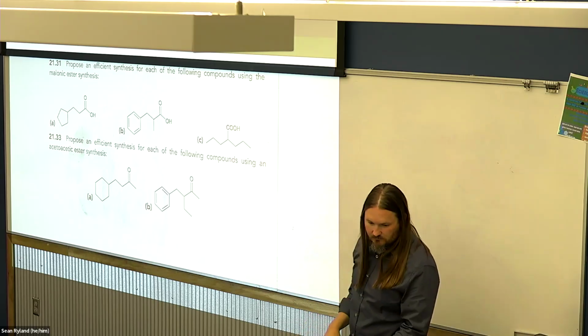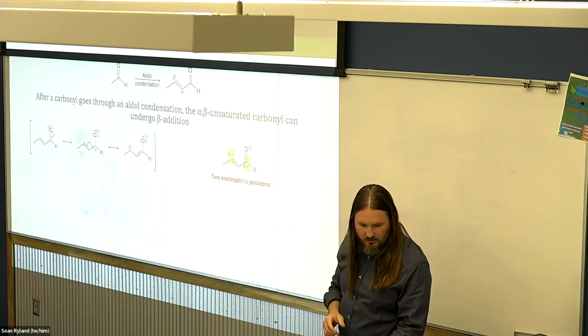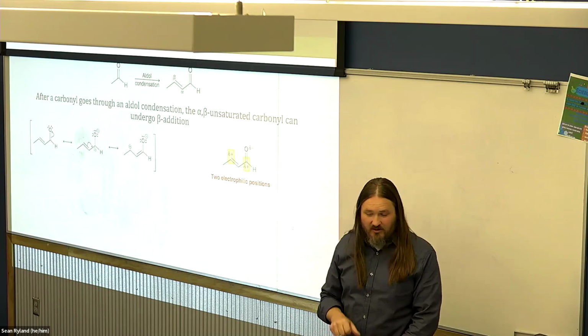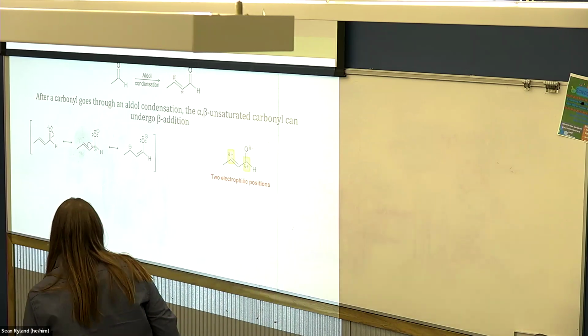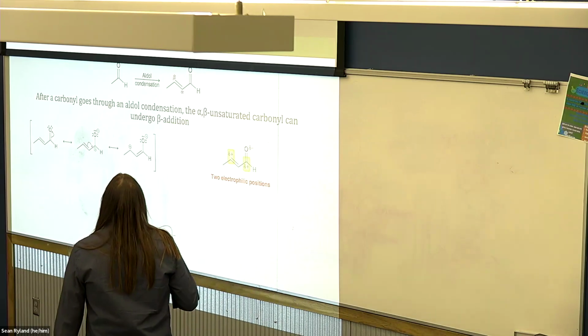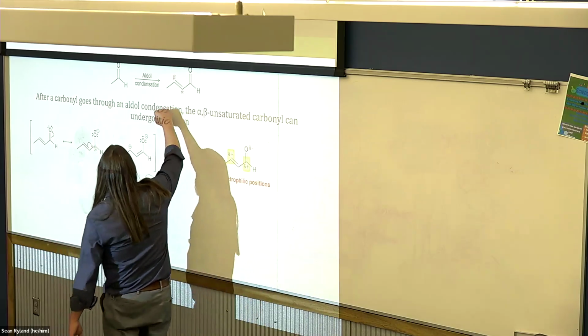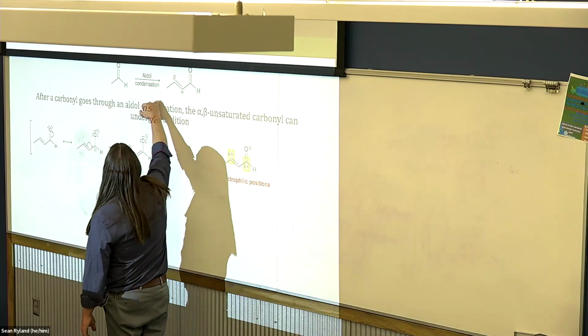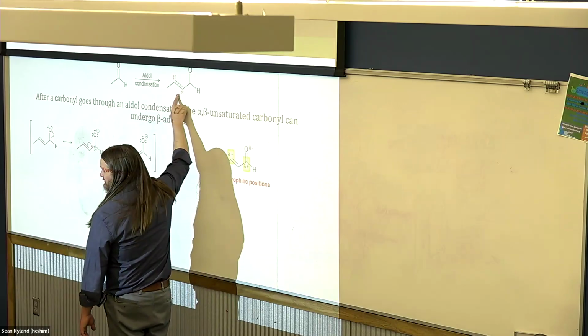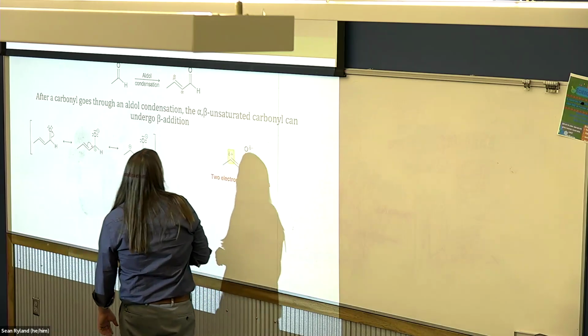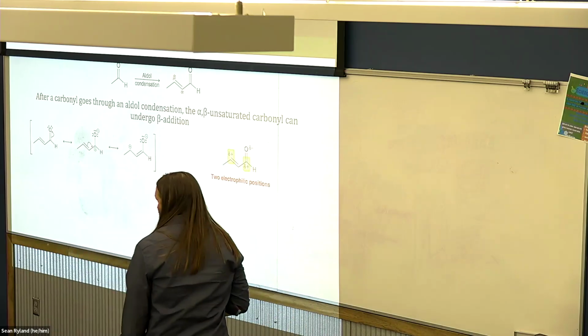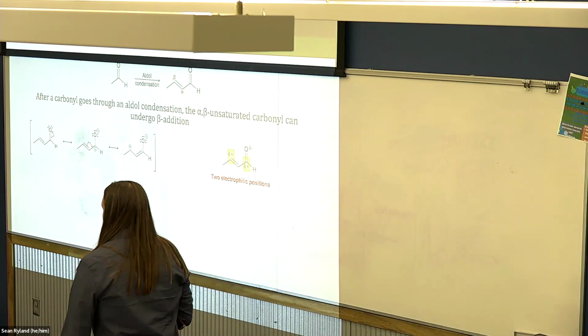All right, so these are going to be the trickiest ones. The last couple reactions we have are going to involve an aldol condensation that then rearranges maybe the alpha beta unsaturated carbonyl. We talked about that happening before, right?